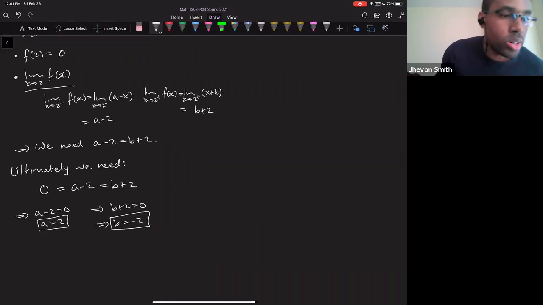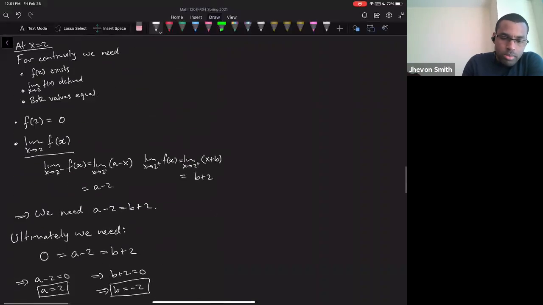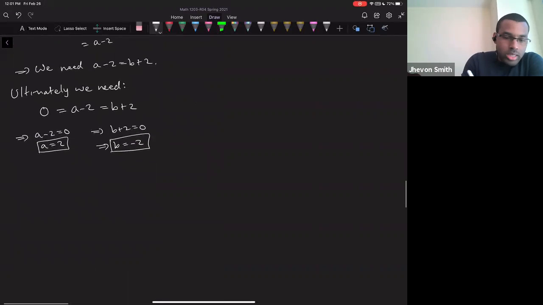But you wouldn't know to do that unless you understood the concept of what needs to be equal to what. How do I set up the limits? What function do I look at when I'm looking at which limit, right? So there are all these things that could happen. So yeah, you can see problems like that.